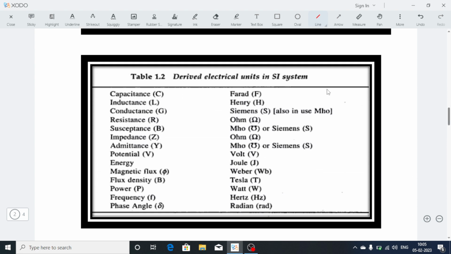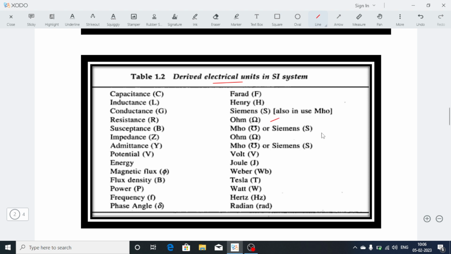Now we move on to the derived electrical units in the SI system. What are the derived electrical units? Basically here I will talk about electrical units. What are derived electrical units in the SI system? Capacitance, C. Unit is what? Farad. Inductance unit is Henry. Conductance unit is Siemens, also in use mho. Resistance unit is ohm.